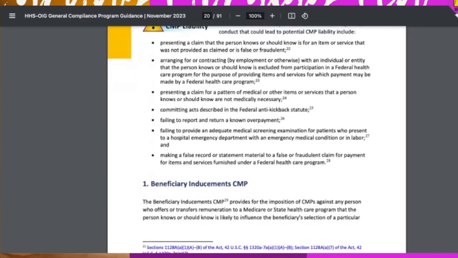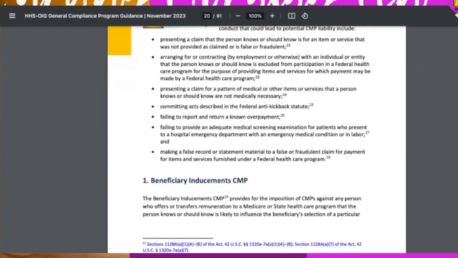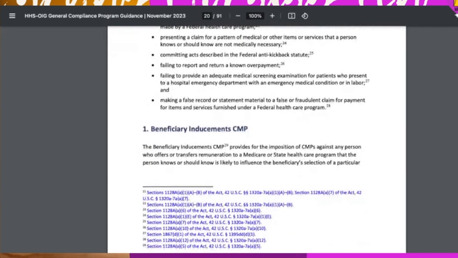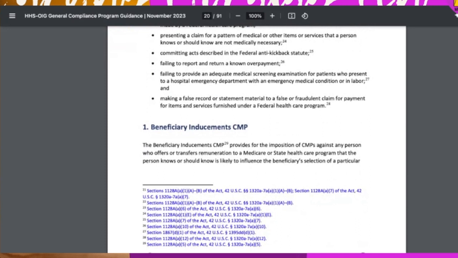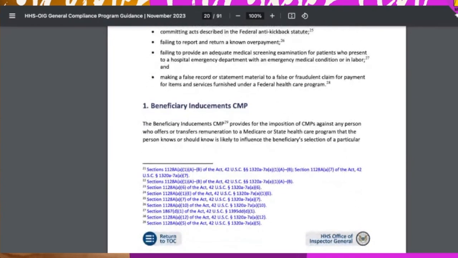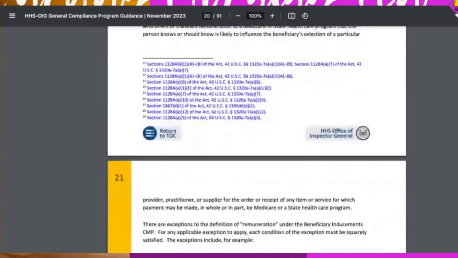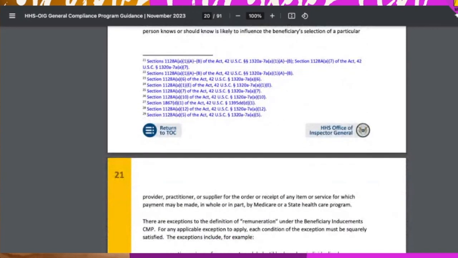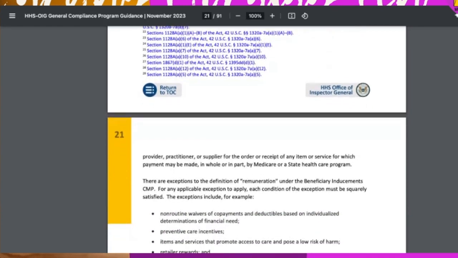Failing to provide an adequate medical screening examination for patients who present to a hospital emergency department with an emergency medical condition or in labor, that's EMTALA. Making a false record or statement material to a false or fraudulent claim for payment for items and services furnished under a federal health care program. Transfers remuneration to a Medicare or state health care program beneficiary that the person knows or should have known is likely to influence the beneficiary's selection of a particular provider, practitioner, or supplier for the order or receipt of any item or service for which payment may be made in whole or in part by Medicare or a state health program. They got all kinds of stuff going on.